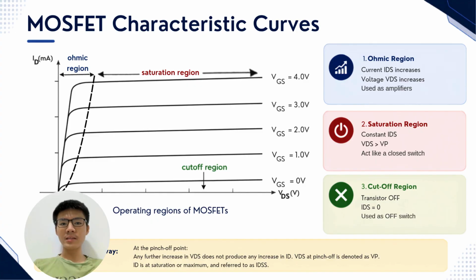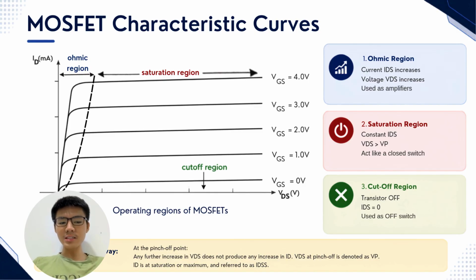Well, here are the operating regions of a MOSFET, which are shown in its characteristic curves. The first region is the ohmic region, also known as the linear region. Here, the gate voltage is high enough to create a channel, allowing current to flow between the drain and source. The MOSFET behaves like a variable resistor in this region. The second region is the saturation region. In this region, the MOSFET is fully turned on, and the drain current becomes nearly constant, mainly controlled by the gate voltage rather than the drain voltage.